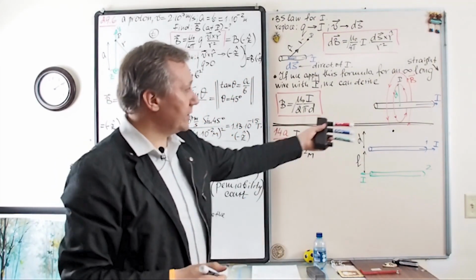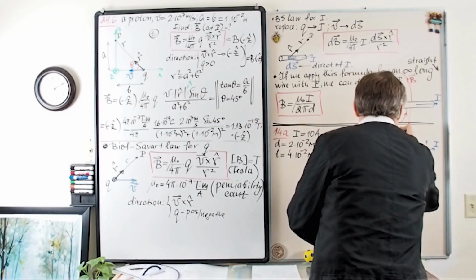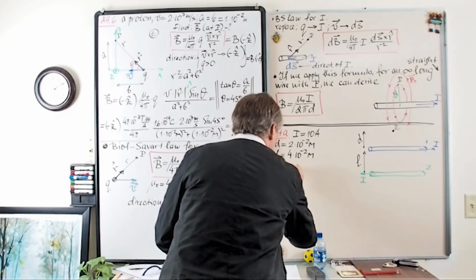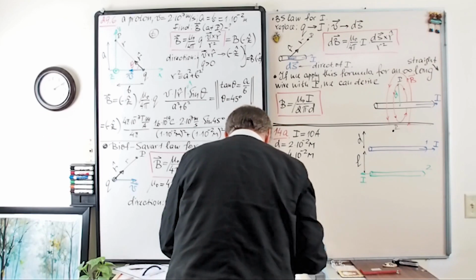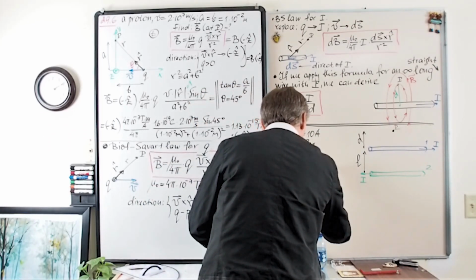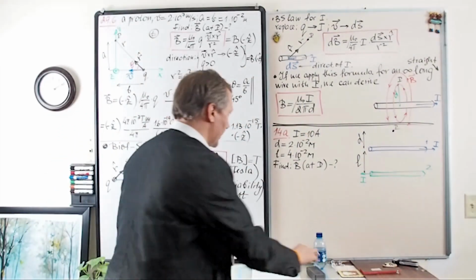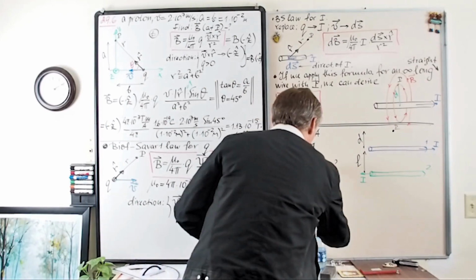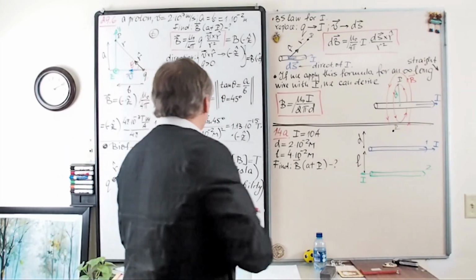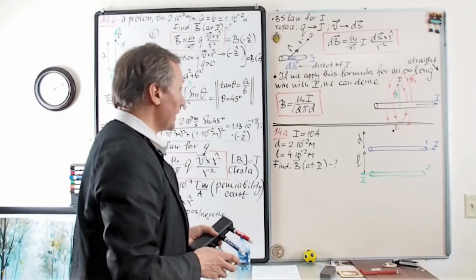So that's what is given. And we need to find the magnetic field at that point. Let me call it, I don't know, P. At this point P, we need to find the magnetic field at that point P. So this is P. Okay, I still have enough room, and then I will probably move to that side.